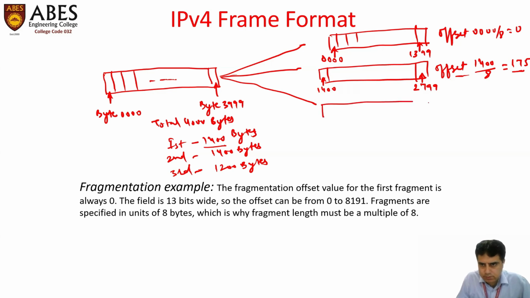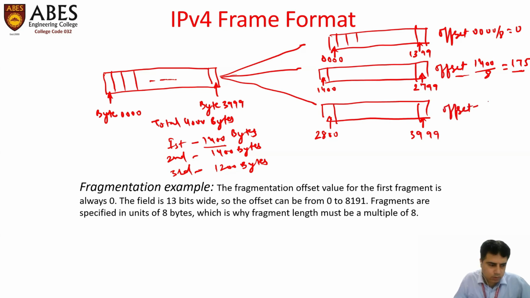For this third fragment, the first value is 2800 and the last is 3999. The offset value we will calculate as 2800 divided by 8. This is 350. This is the offset value of the third fragment.